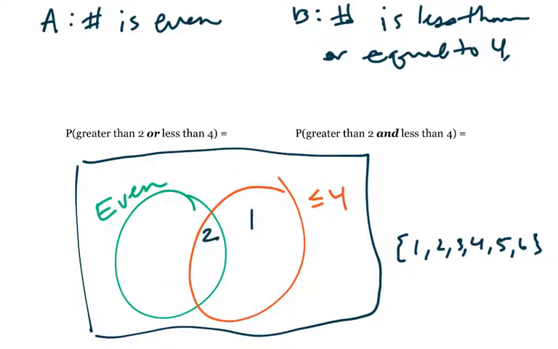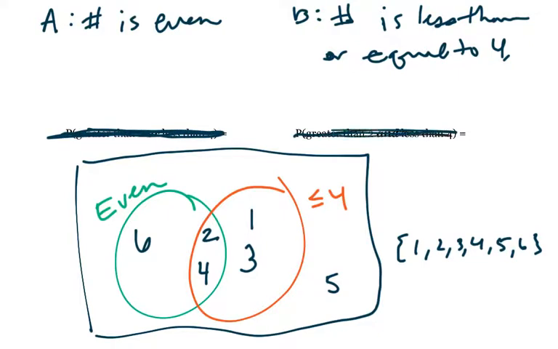3 is odd, so it's not even, but it is less than or equal to 4, so it goes in the red circle only. 4 is even, but it is also less than or equal to 4 since it's equal to 4, so that goes there. 5 is not even, and it's not less than or equal to 4, so it goes in our universal set. But 6 is even, so it would go in the green circle. Now, I hope you notice that these probabilities right here don't match my Venn diagrams, so I have the wrong example. That's okay. We're going to cross that out.